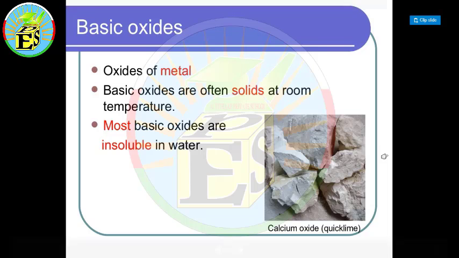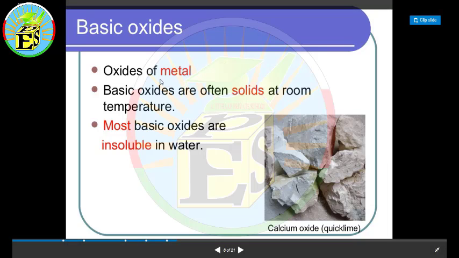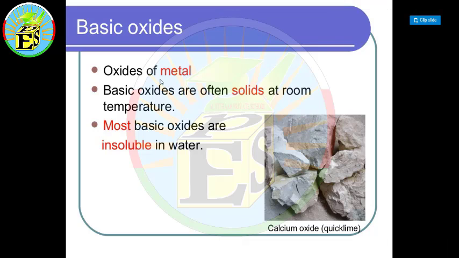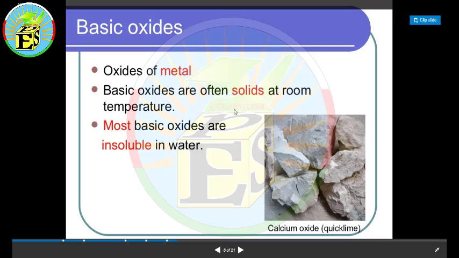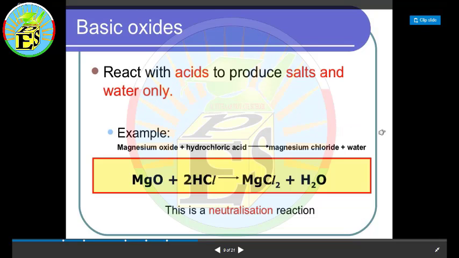Next are basic oxides, oxides of metals. When a metal reacts with oxygen, it will give you the basic oxide. Basic oxides are often solid at room temperature. Most basic oxides are insoluble in water, so they cannot react with water. When you react a basic oxide with acid, they will produce salts and water only.